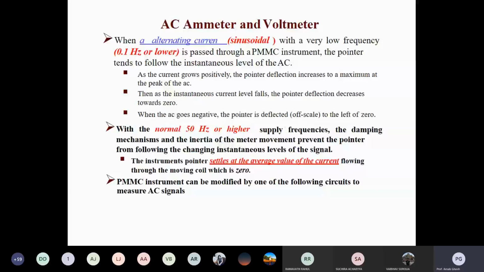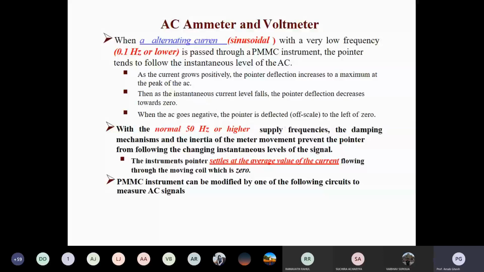So with the normal 50 Hz or higher supply frequency, the damping mechanism and the inertia of the meter movement prevent the pointer from following the changing instantaneous level of the signal. All of you can understand. The instrument pointer settles at the average value of the current flowing through the moving coil, which is zero. So finally it will stand still at zero condition.